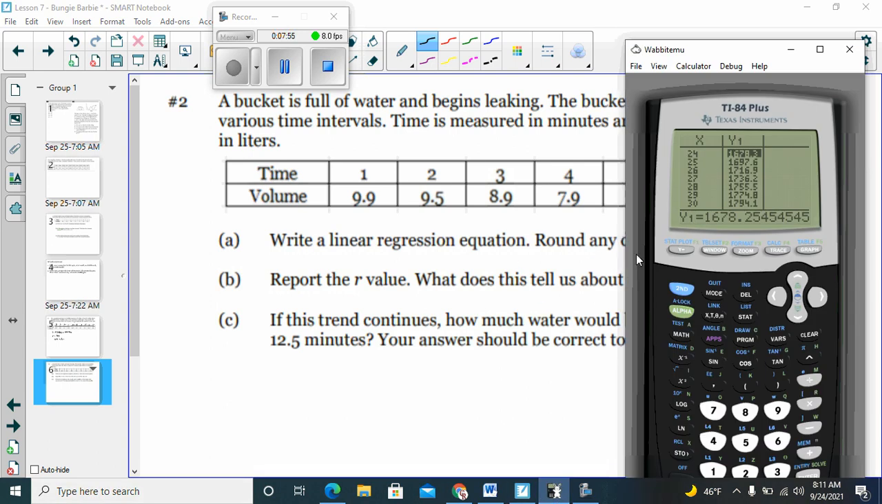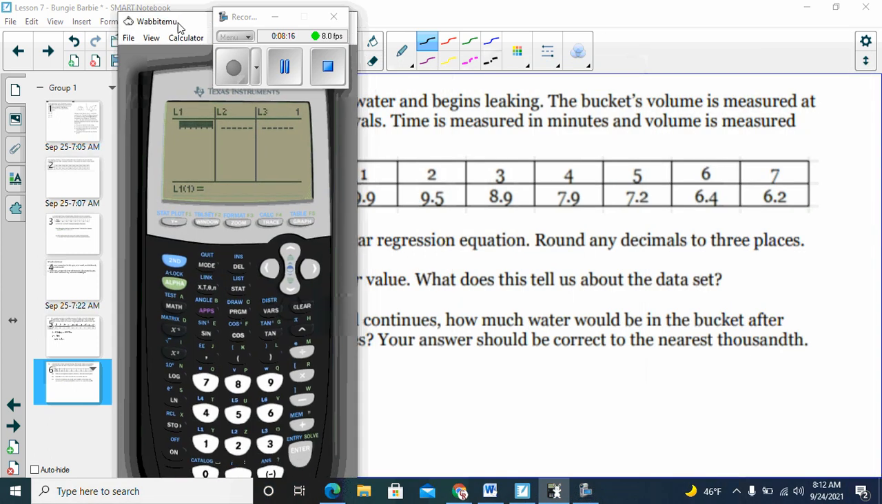So we need to enter our new data, so we go to Stat Edit. To get rid of the old data set, we're going to highlight list 1 and then push Clear, Enter, and it'll get rid of the old data. Highlight list 2 and do the same thing. Clear, Enter, and all my data is gone. So now we can enter our new data.